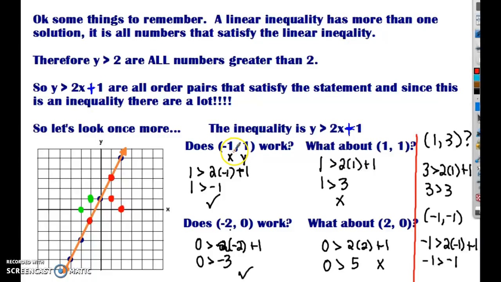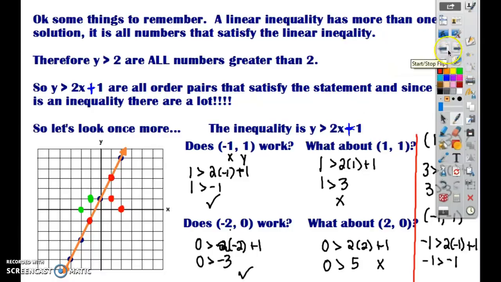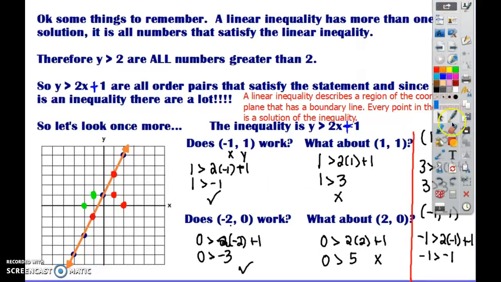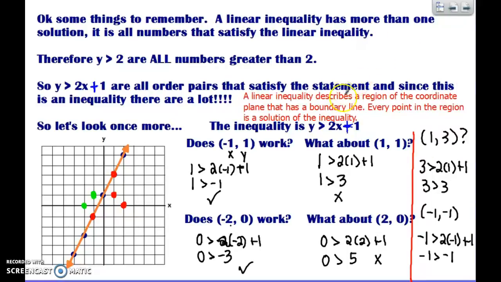So, a linear inequality describes a region of a coordinate plane that's cut off by a boundary line. Every point in the region is a solution to the linear inequality. I'll take a moment to put this definition on screen so you can see it in the video, and you really want to know this definition to refer back to it. A linear inequality describes a region of the coordinate plane that has a boundary line. Every point in the region is a solution of the inequality.